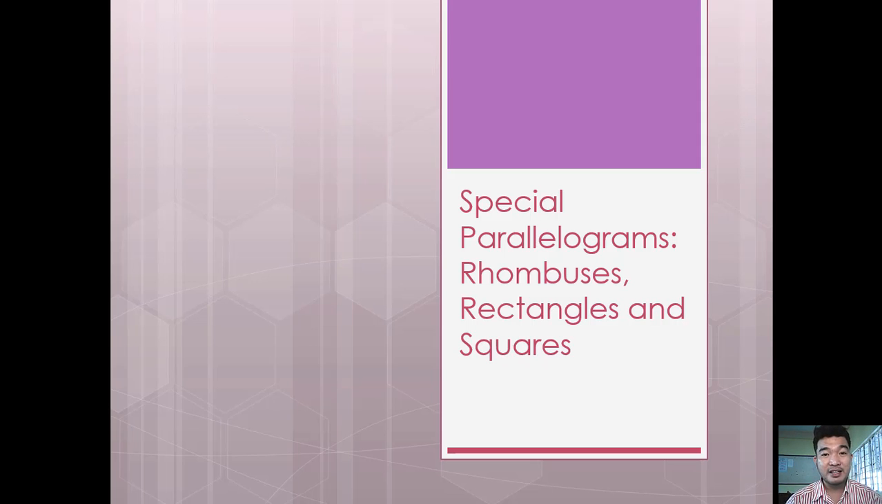Today we will be having another lesson, and that is all about special parallelograms. So what are those special parallelograms? We have the rhombuses, rectangles, and squares. Last meeting we discussed the different properties of a parallelogram. This time we'll be discussing the different properties of the different types of special parallelograms, which are the rhombuses, rectangles, and squares.